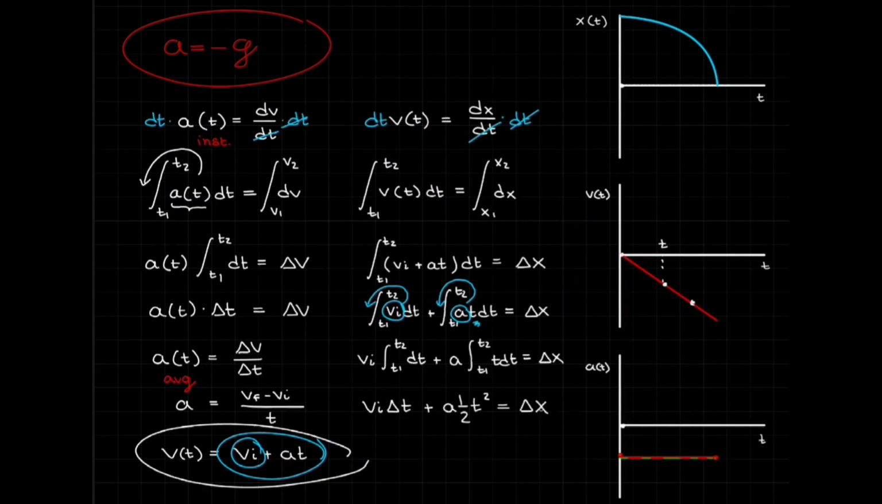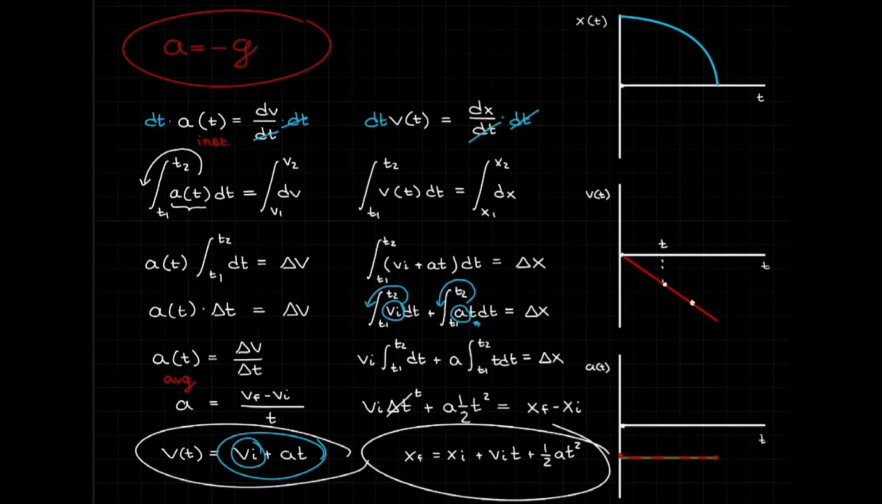Do a little rearranging. We know that delta x is just x final minus x initial, like so. We can rearrange for xf, like so. xf is equal to xi plus initial velocity times time. If we set t1 equal to 0, we can just call this time, right? So time plus 1/2 a t squared, like so. And that's our second kinematic equation.